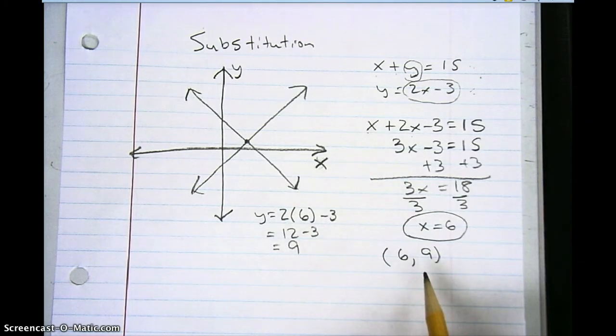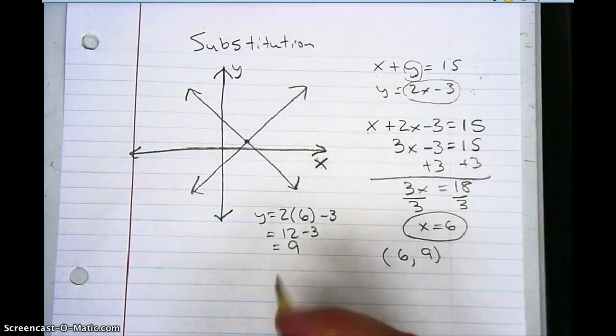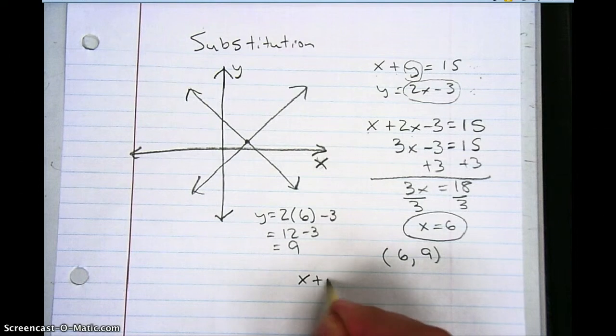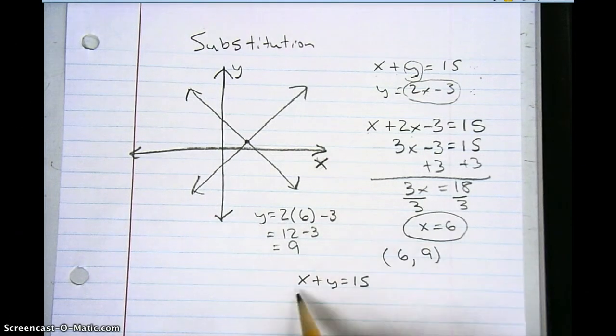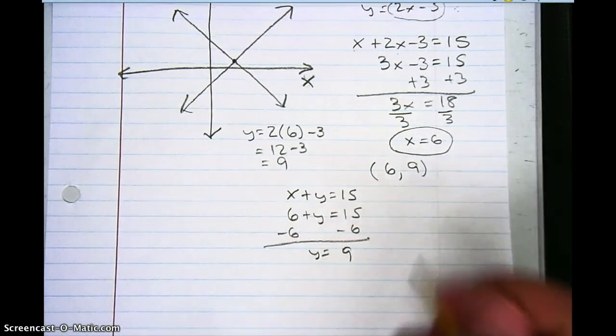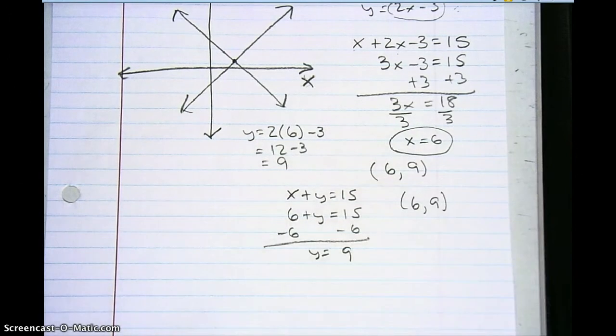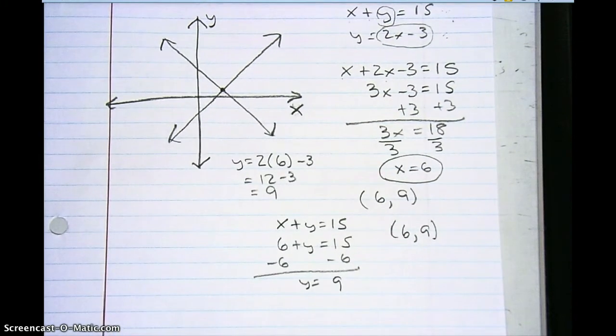Now just to make sure that I did that correctly, let's put 6 into my other equation for x. The equation is x plus y is equal to 15, but instead of x, I know it's 6. So 6 plus y is equal to 15. I can subtract 6 from each side, and I get y is equal to 9 there too. So I know my point of intersection is 6, 9, no matter which equation I pick. So these two lines will cross at x equals 6 and y equals 9.